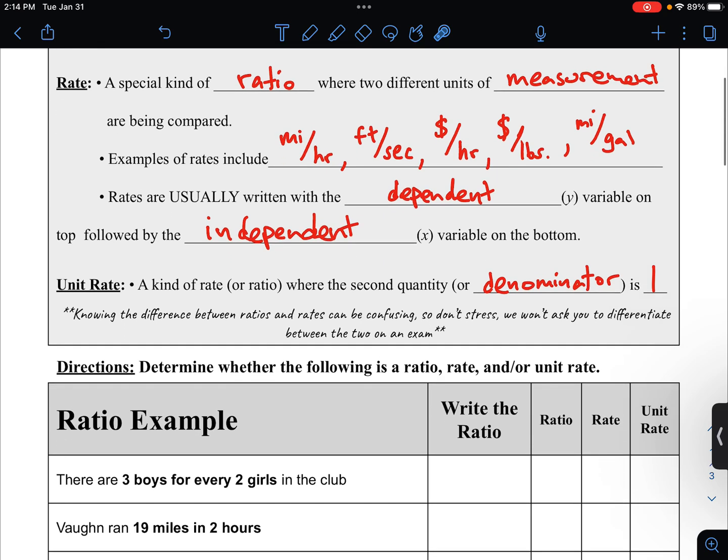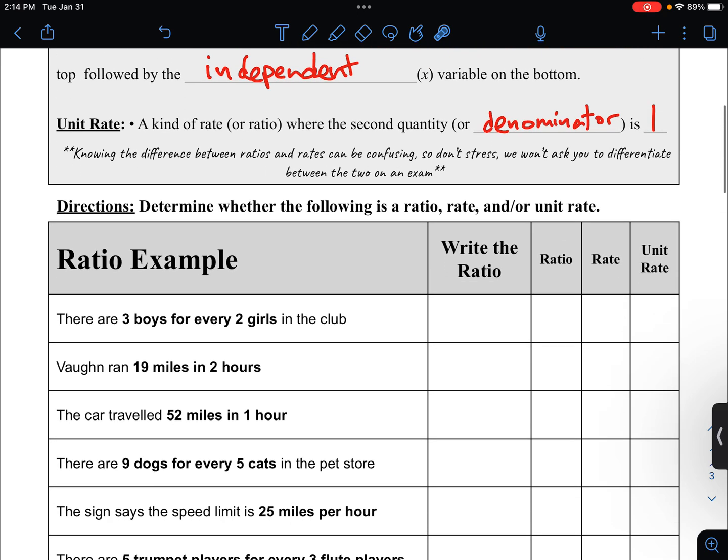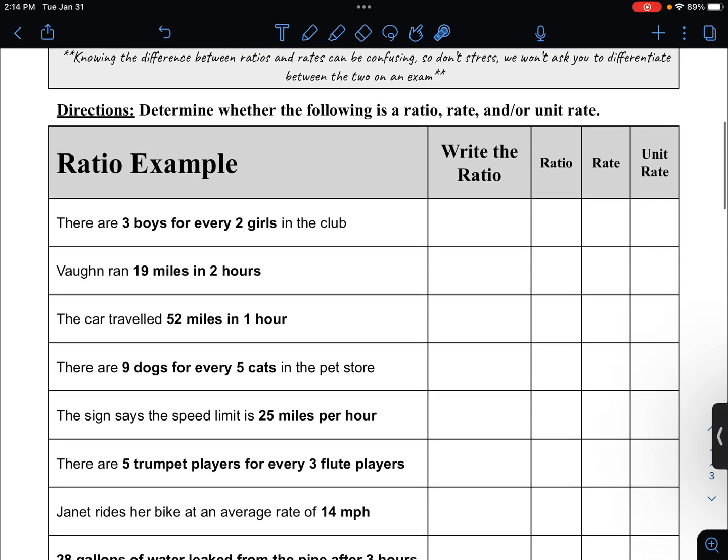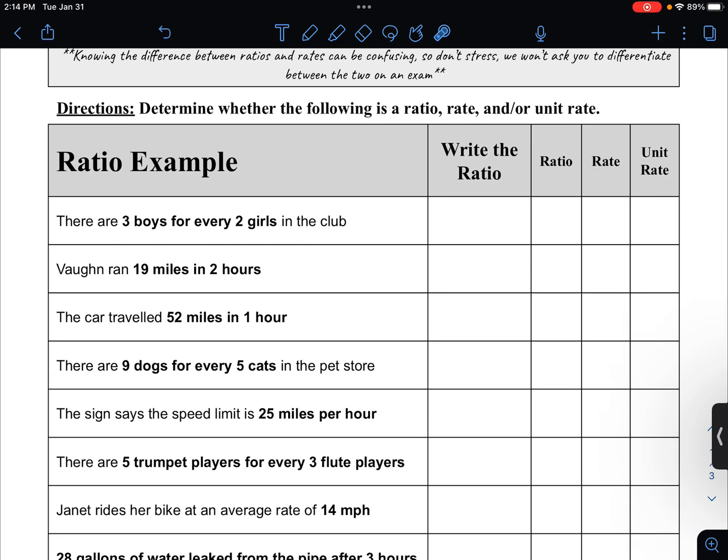So we're going to look at some ratios and rates, and they want us to determine whether the following is a ratio, a rate, or a unit rate. There are 3 boys for every 2 girls in the club. They want us to write the ratio. That is 3 to 2. 3 boys, 2 girls, and that is just a ratio. Not a rate, not a unit rate, because remember, a rate compares two different units of measurement, and a unit rate is a rate that has a denominator of 1, or the second amount is 1.